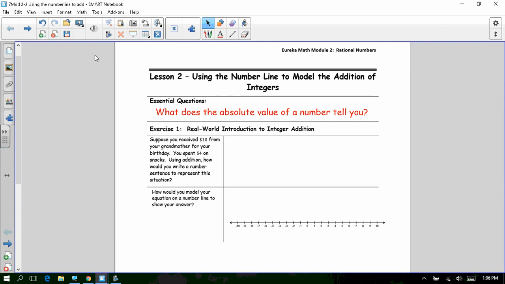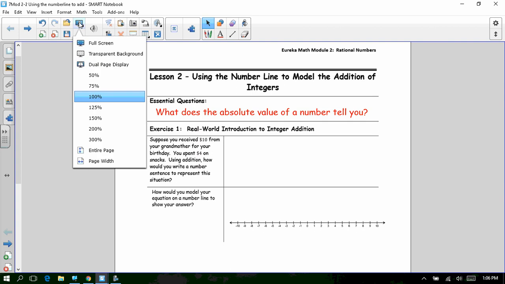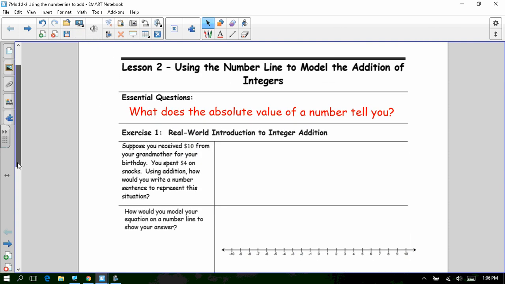We talked about absolute value yesterday, so hopefully you can remember. If not, we'll make sure we have it really solid today. All right, exercise 1, real world, because a lot of times I hear in class, Ms. Hoekstra, when am I ever going to use this? No one ever uses these things in the real world.